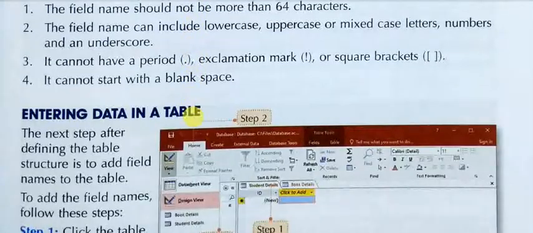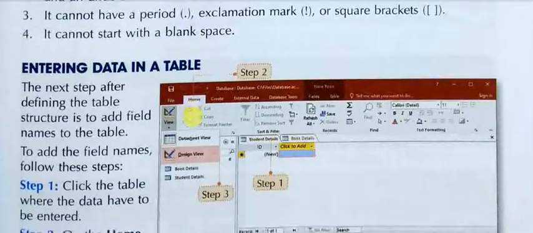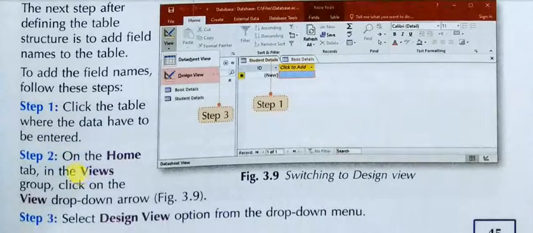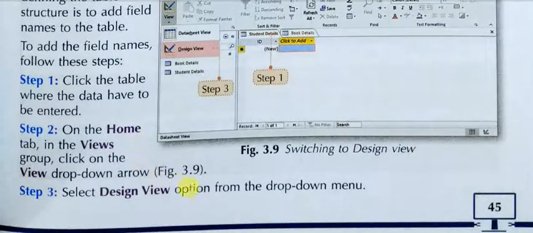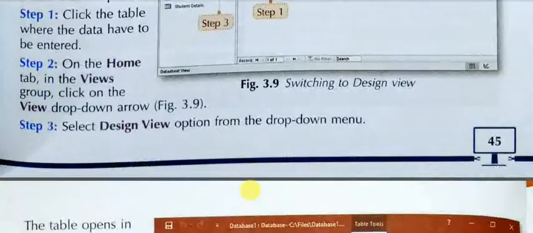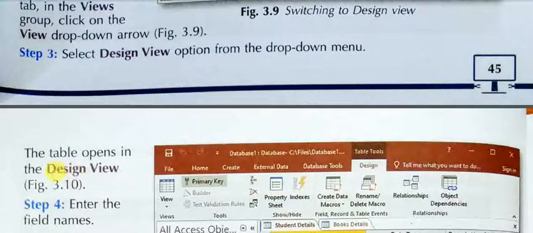The next is entering data into a table. So to enter data, you have to just type here and the data is already inserted. So click the table where the data has to be entered. On the home tab in the views group, click on the view drop down arrow. So you have to click on this view arrow, okay, this one. Then select the design view option from the drop down menu. So you have to select the design view.